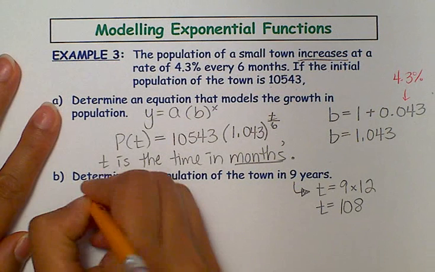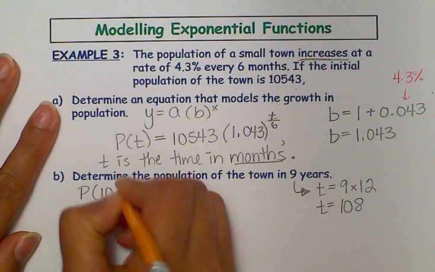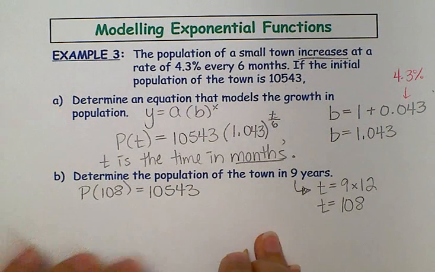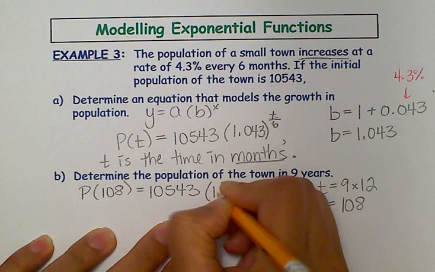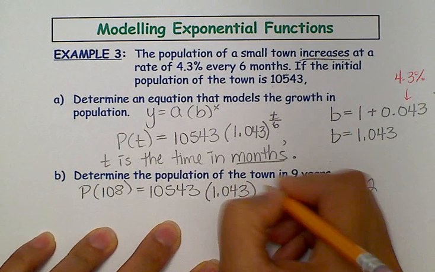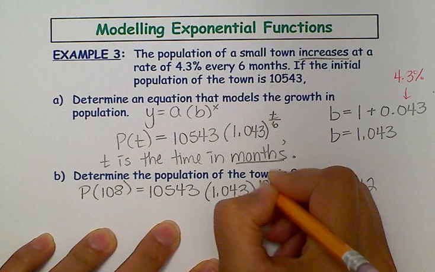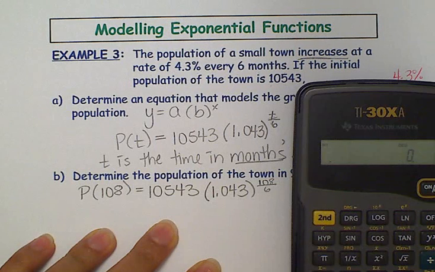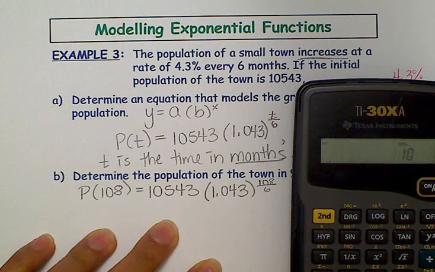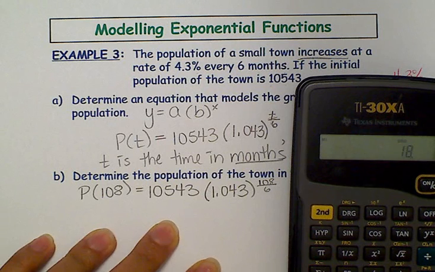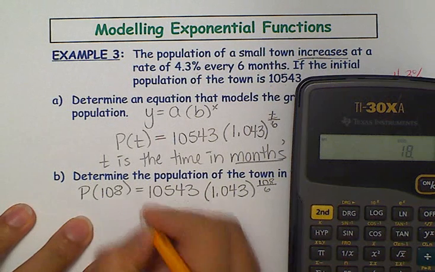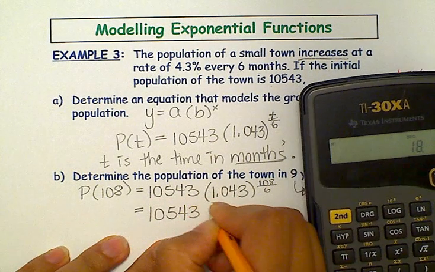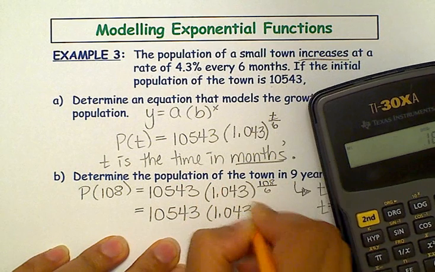And so I'm looking at a population over 108 months is equal to 10,543, which is the initial population, multiplied by 1.043 to the exponent 108 over 6. Now I just want to see whether or not my exponent is something I can simplify, and if it is, then I will simplify it. If it's not, then I'll do the entire calculation in one step. And because it was something that I could simplify, I'm going to write this in a more simplified form. And so I have 1.043 to the exponent 18.